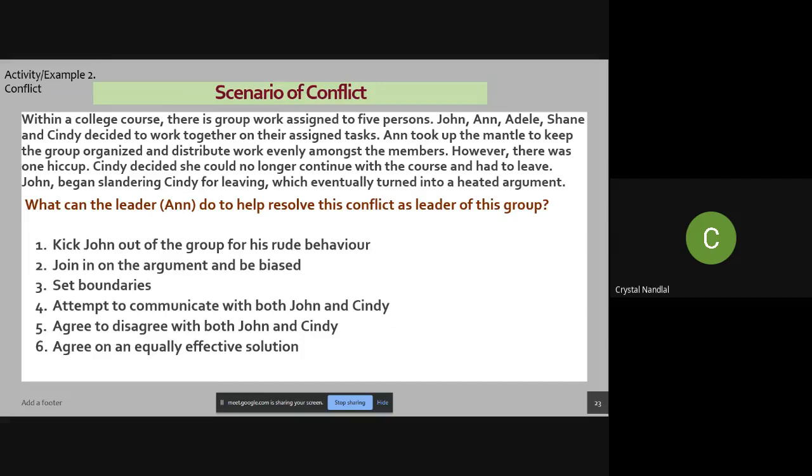However, there was one hiccup. Cindy decided she could no longer continue with the course and had to leave. John began slandering Cindy for leaving, which eventually turned into a heated argument. What can the leader do to help resolve this conflict as the leader of this group? So I want you all to take like a minute or 30 seconds, read over this scenario, and read the answers to the options that we have, and see what you all can come up with. You can choose one or more.